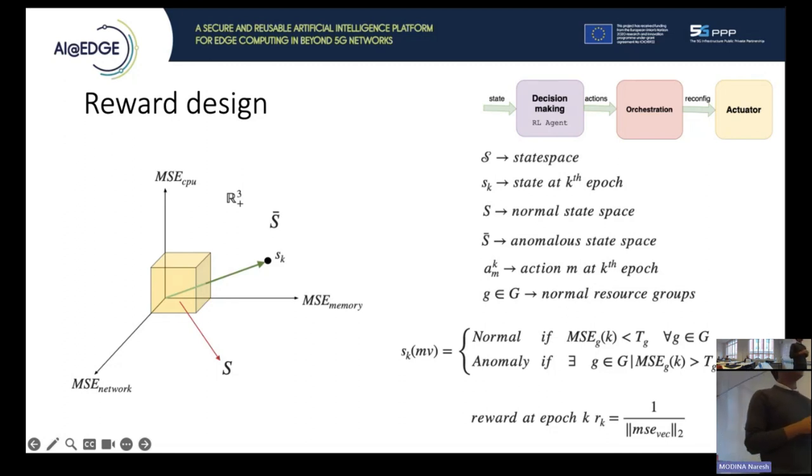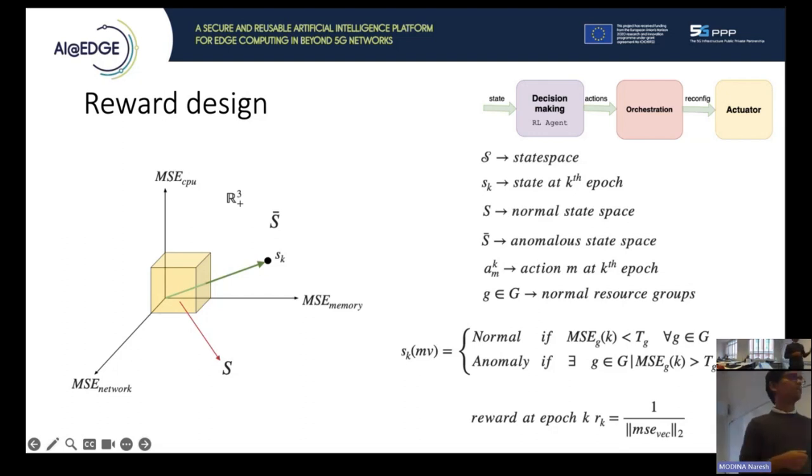So we take the reciprocal of this distance, which is the norm of the mean square error. Mean square error gives us the state of the system, because the mean square error that is computed by the AF platform, you will compare it with the threshold, and if the mean square error is above the threshold, then you know that there is a presence of anomaly.